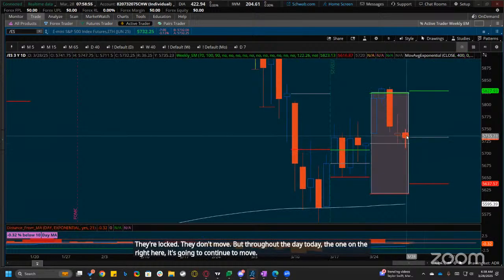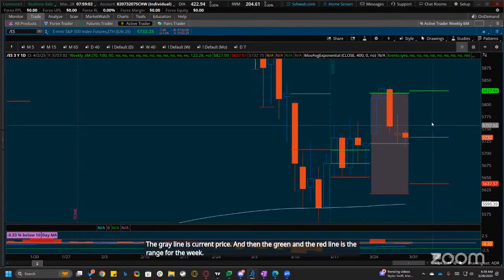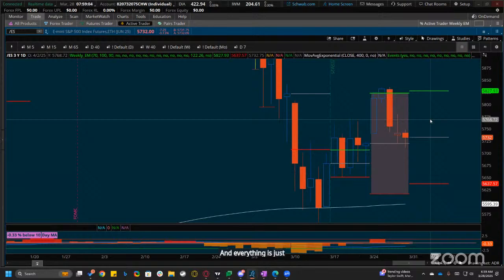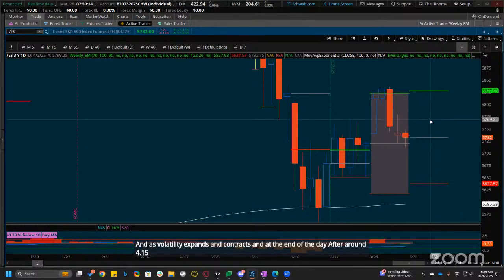The gray line is current price. And then the green and the red line is the range for the week. And everything is just shifting up and down as price moves and as volatility expands and contracts. And at the end of the day, after around 4:15 or so, this is going to lock into place, and then that'll be our new range for next week.